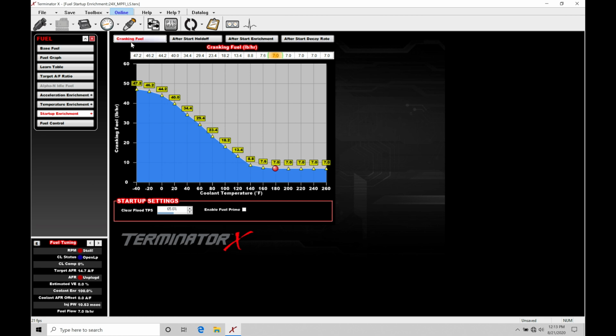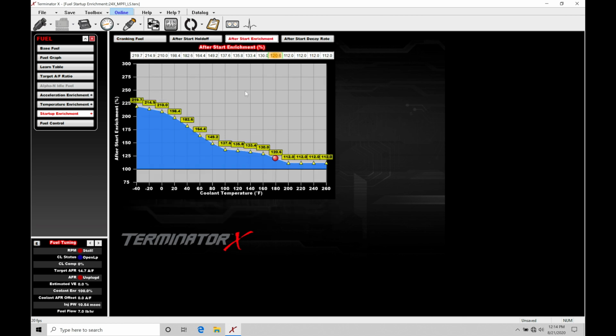So the cranking fuel table is used when the engine's cranking up and is trying to fire. Generally below 350 RPMs, it'll be in its cranking fuel mode. Then when we exceed 350 to 400 RPMs, it'll move into its normal runtime mode where it's going to consider the engine to be fired up and running. It'll exit our cranking fuel table and go into our afterstart enrichment.